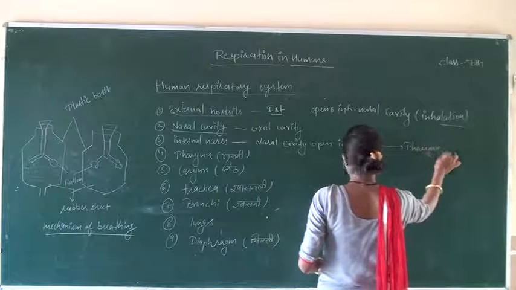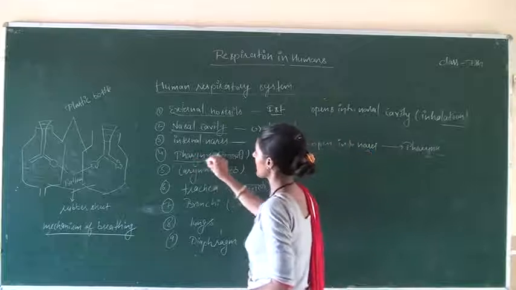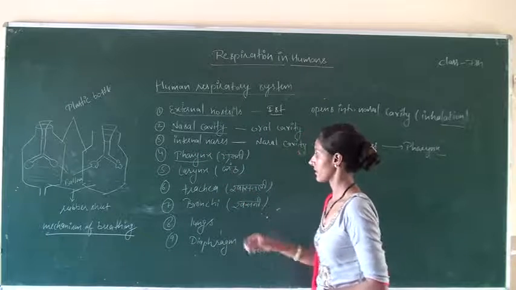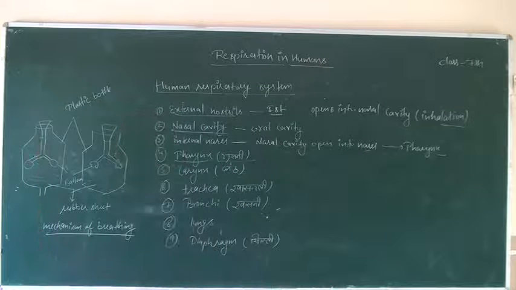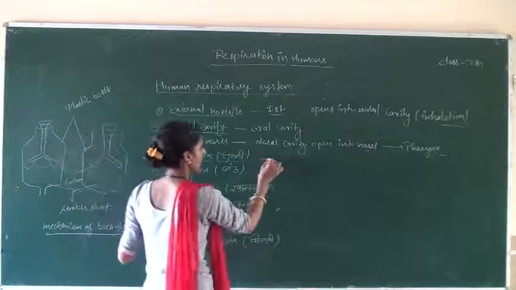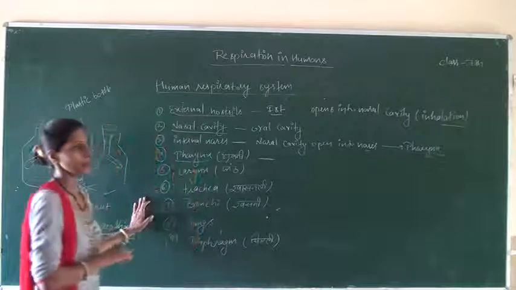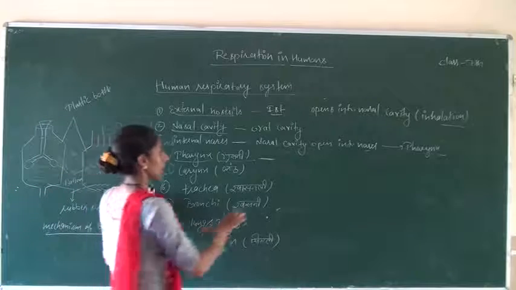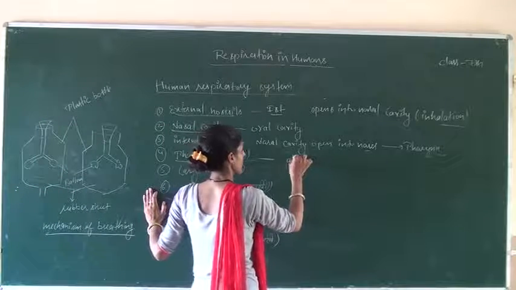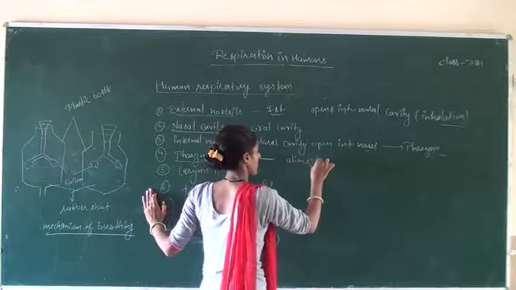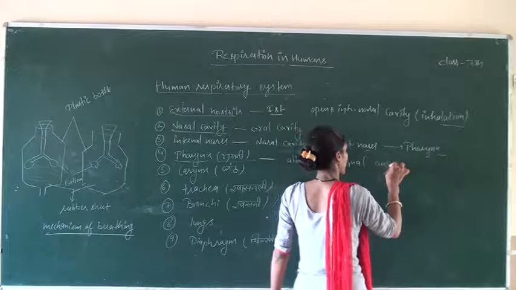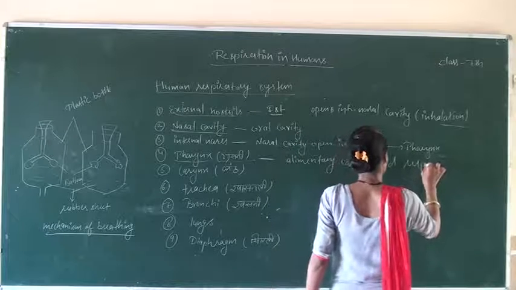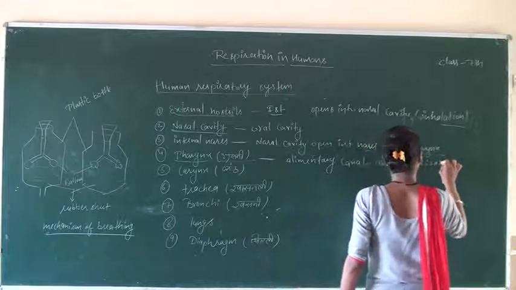The pharynx is the next part of our respiratory tract. It is a common part between both the alimentary canal and the respiratory system.